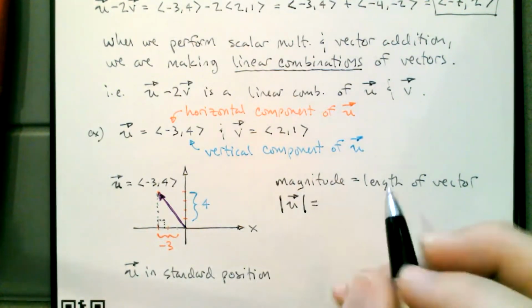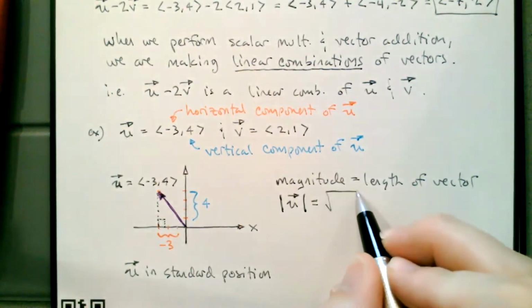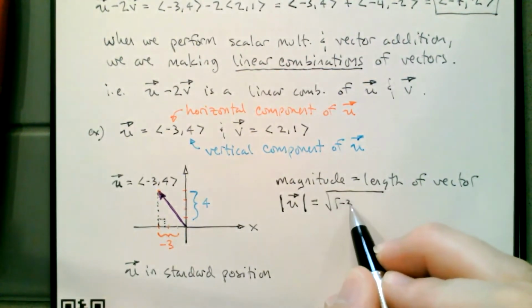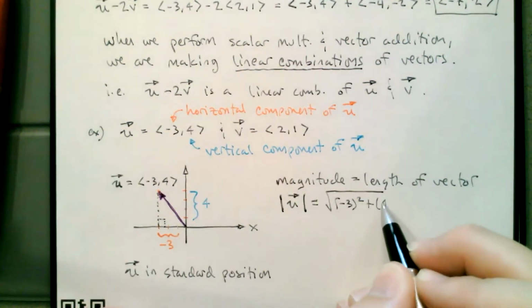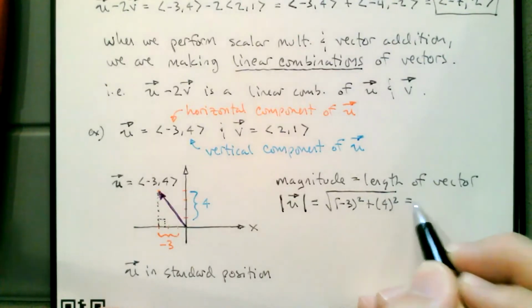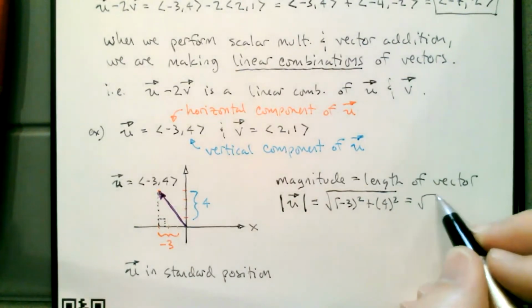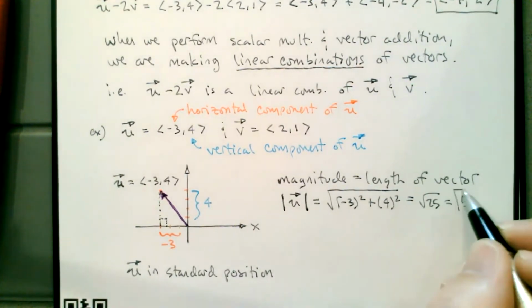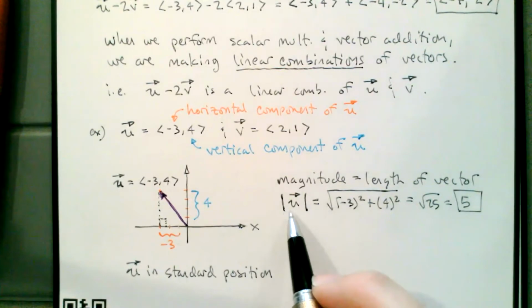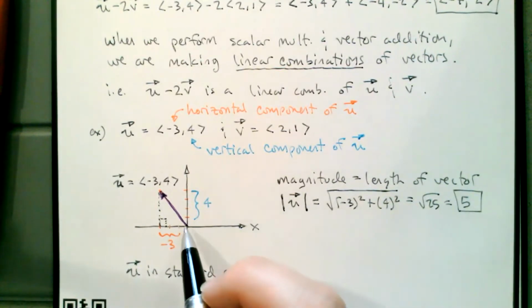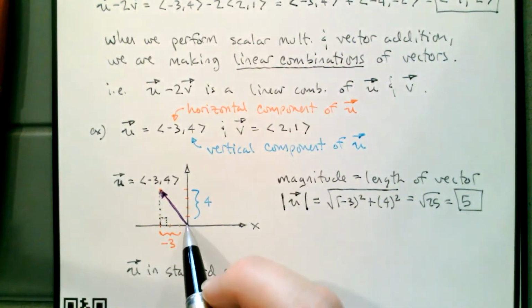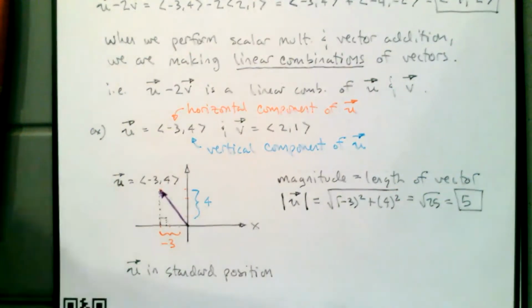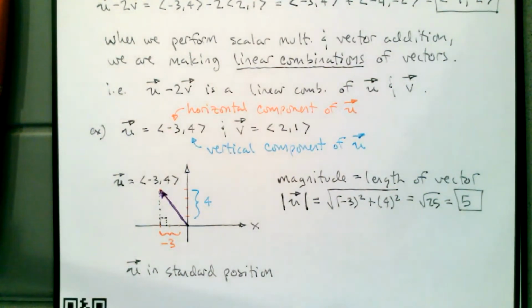We're just going to use the Pythagorean theorem, and the magnitude of u will be the square root of negative 3 squared plus 4 squared, which is the square root of 25, which is 5. So we'd say the magnitude of u is 5. That's the length from the origin to the end of u. That's so threatening, the end of u. You know what I mean?